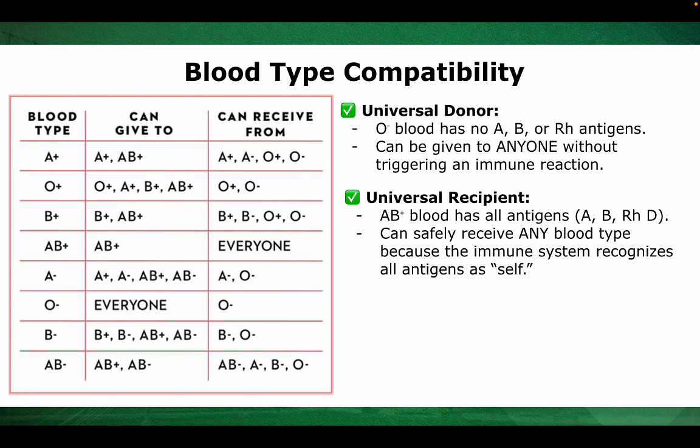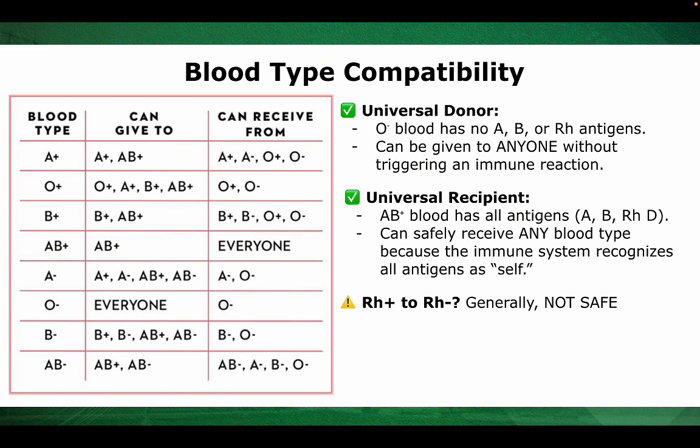So the key pattern is that O negative donors are safest for everyone. AB positive people can receive any blood type. Rh negative people can't receive Rh positive blood, but Rh positive people can receive Rh negative.